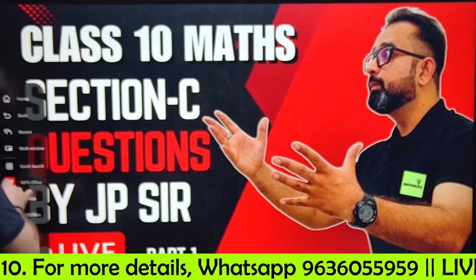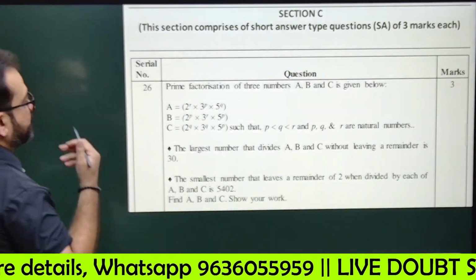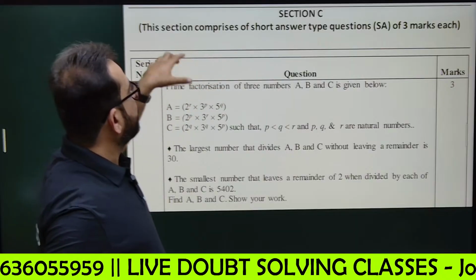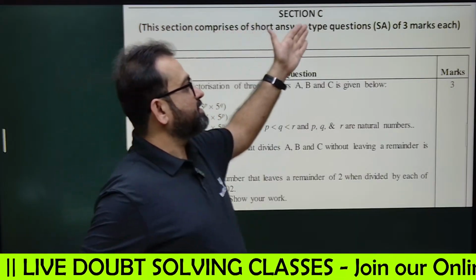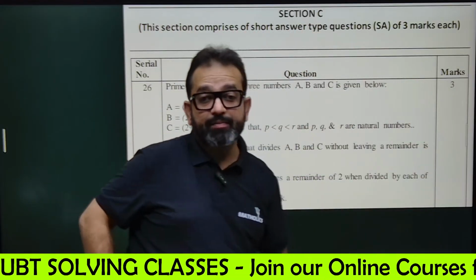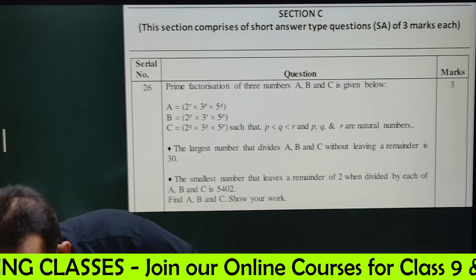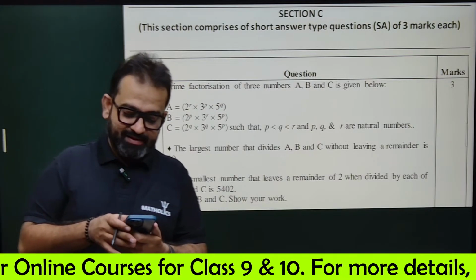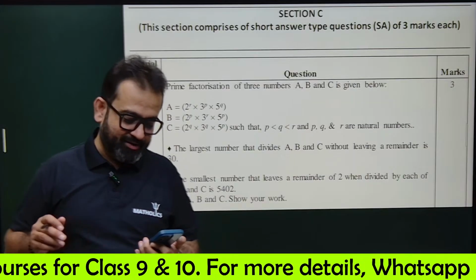Lecture number 1. See, first question. Prime factorization of 3 numbers, section C always. See, read everything in the questions. This section comprises of short answer type questions, SA, of 3 marks each. 3 marks would mean you have to grab these 3 marks, okay? You don't have to beg for 1 or half marks. Ma'am, please increase those marks or please do that, this, that, okay?